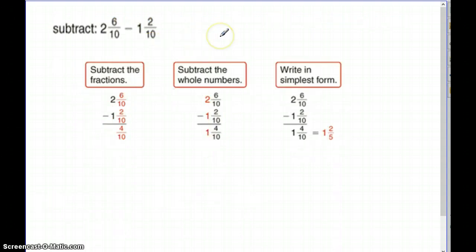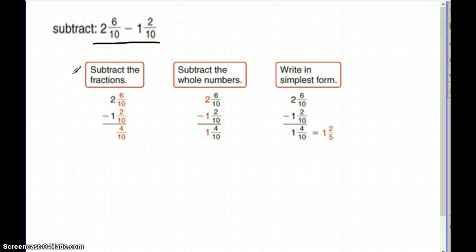Well, the nice thing about addition and subtraction is that they're so similar that the steps stay the same. So here we see our subtraction problem. We have the mixed number 2 and 6/10, and we're subtracting 1 and 2/10. So if it's written like this, again, we want to align it. So right here we've rewritten it, we've stacked our fractions on top of each other, we've stacked our whole numbers on top of each other.